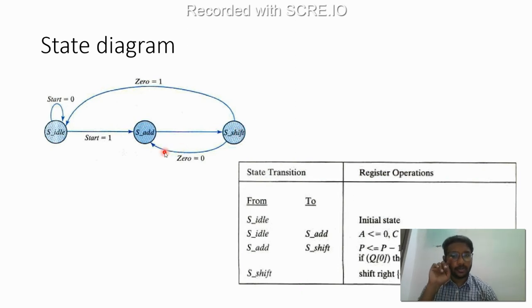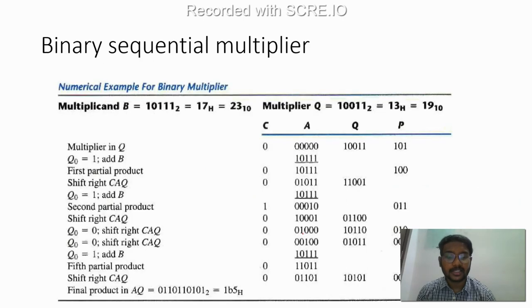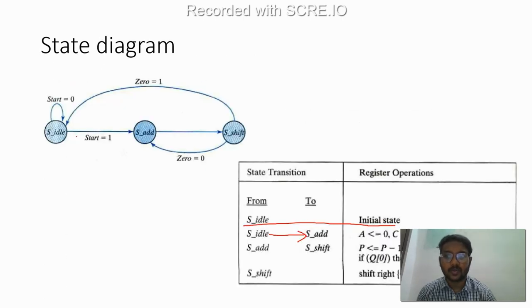So you just need to know what states are present and what the state transitions are, right? So here you can see we have the idle state, which is an initial state, and the state transition happens from the idle state to the addition state. That is when you want to add, right? That depends on the start signal. So if start is equal to 1, you move from this particular state.